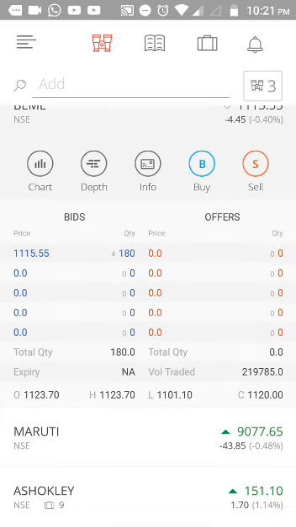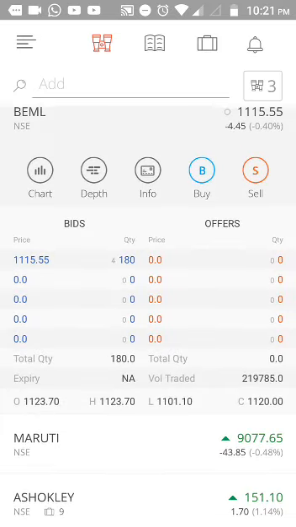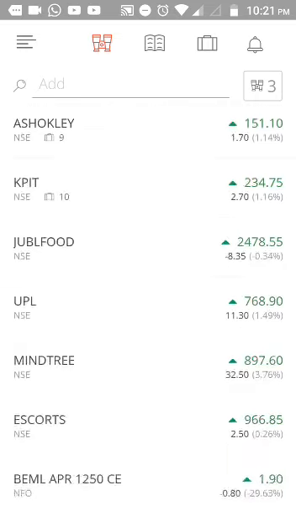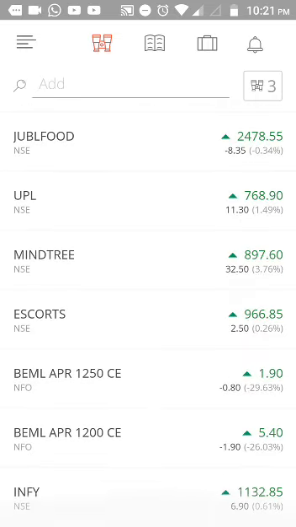So for today, this particular stock Bemel, you can see open is equal to high, and immediately at 1120, or at that price, you could have gone short and made almost 20 points, 22 points. So the previous close was 1120, but as soon as it opened, that was today's high and today's low.